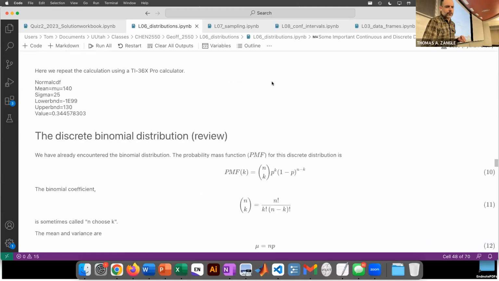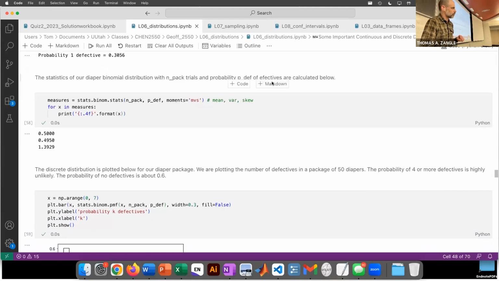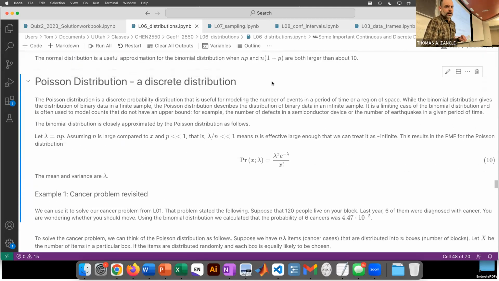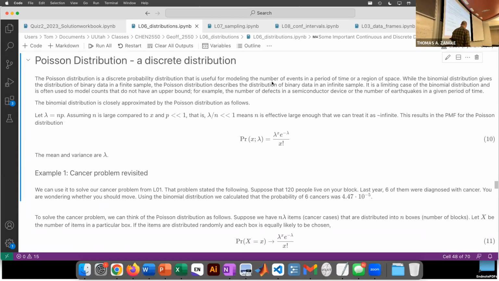All right, any follow-up questions on that before we jump into one more distribution? Okay. So today, as I said, we have one more distribution in this LO6 notes, and we're actually going to be introduced to another distribution in LO7, the T distribution.